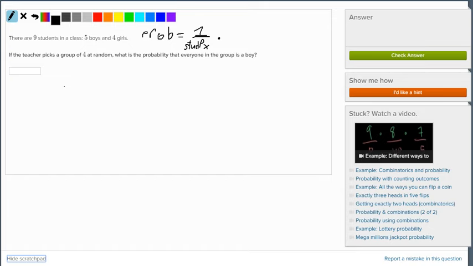Multiplied by the permutations of the number of students minus the number of students in the group. That would be this group, the group of 4 random people. The permutations, more precisely, of the number of students minus the number of students in the group, also taken x at a time.